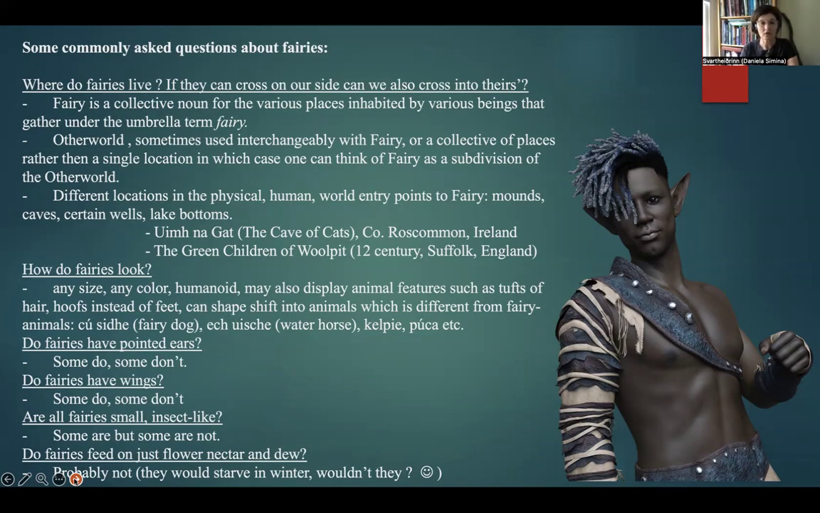We'll look at the reversal of the situation in a moment, when humans actually cross into the fairy world. So how do fairies look? They can have any size, any color.